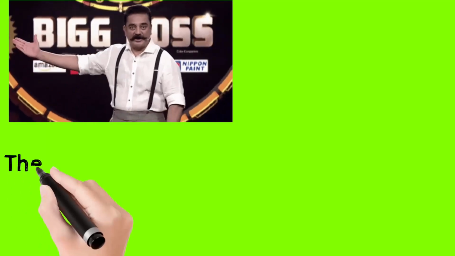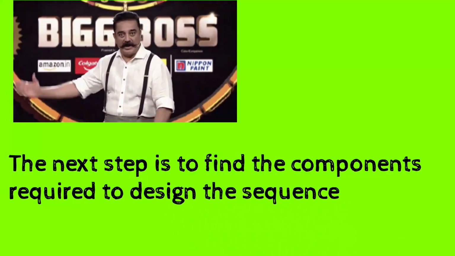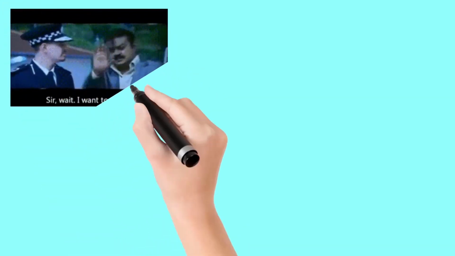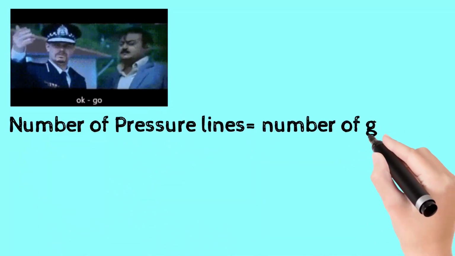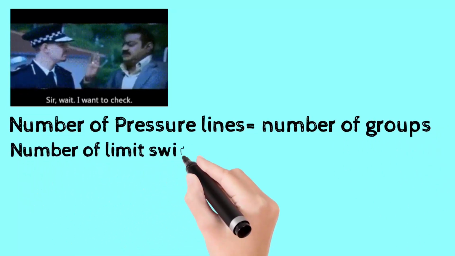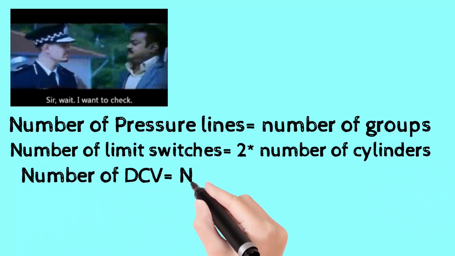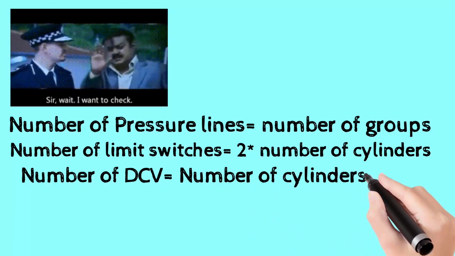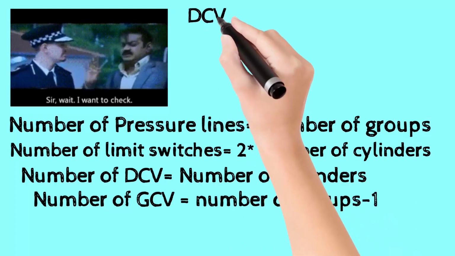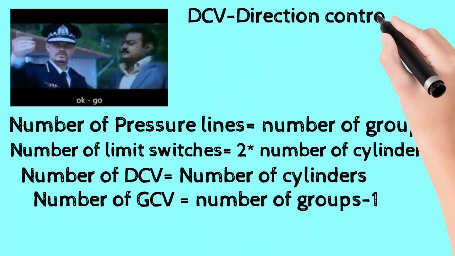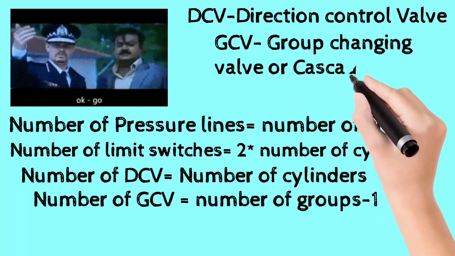So the next step in the cascade diagram is to find the components that are required to develop the circuits. All the components are found with the help of the number of groups. The number of pressure lines required will be equal to the number of groups. The number of limit switches required is equal to 2 into the number of cylinders, the number of DCVs will be equal to the number of cylinders, and the number of GCVs is equal to the number of groups minus 1, where DCV is the direction control valve and GCV is a group changing valve or cascade valve.